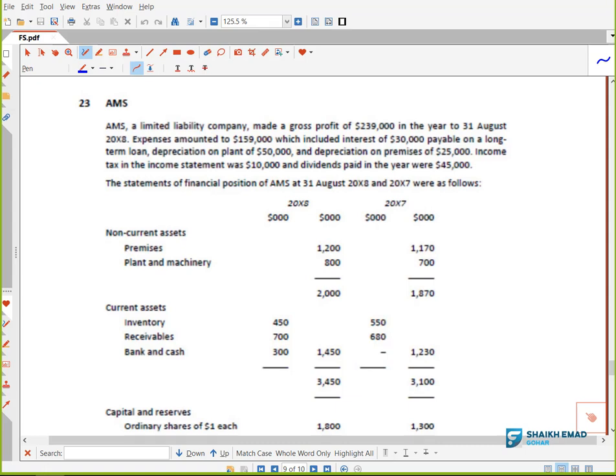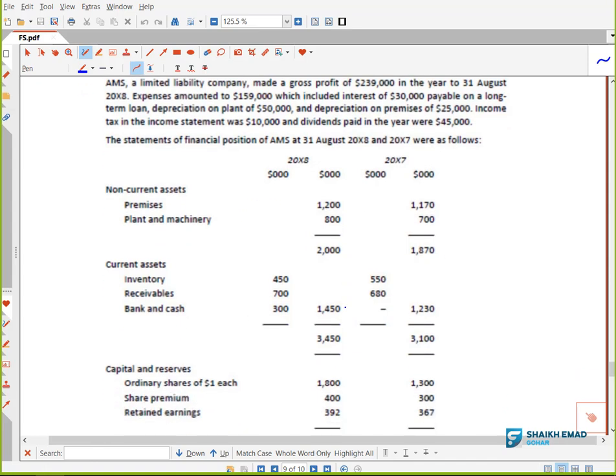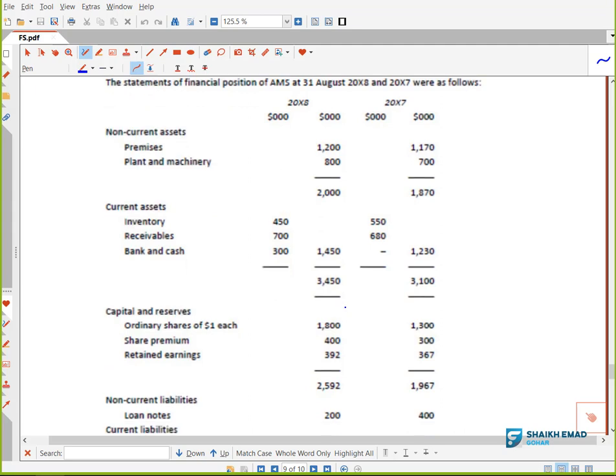So we have plotted all the information in the Excel sheet now. No need to read this paragraph again. This is the purpose actually. No need to read the paragraph again. So once you make the data, you throw away the paragraph.